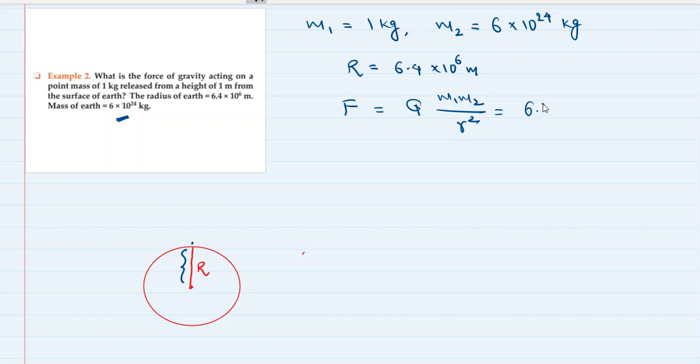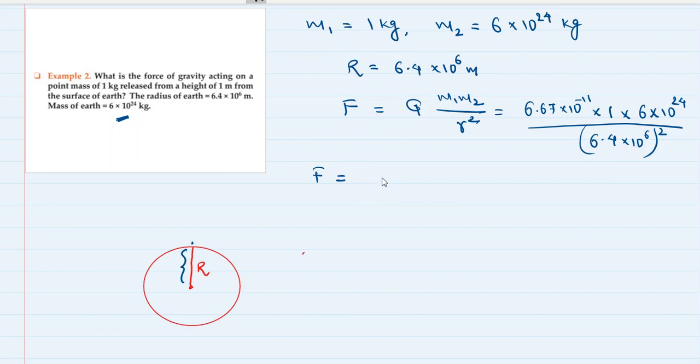Let's put the values. 6.67 into 10 raised to minus 11 multiplied by m1, which is 1, multiplied by m2, which is 6 into 10 raised to 24, upon r square. What is r square? 6.4 into 10 raised to 6, the whole square. So what we will do now? Now we will simplify this, and here you have to learn a lot of things regarding calculations. Many students are going to find issues with the numericals of gravitation, but if you see this working, which I'm just going to show and discuss with you, I promise that you won't have any issue. So just focus on this.